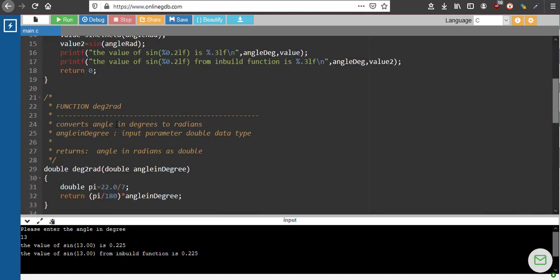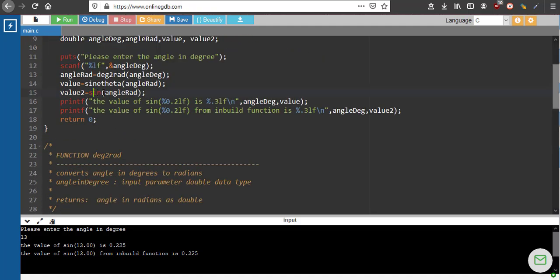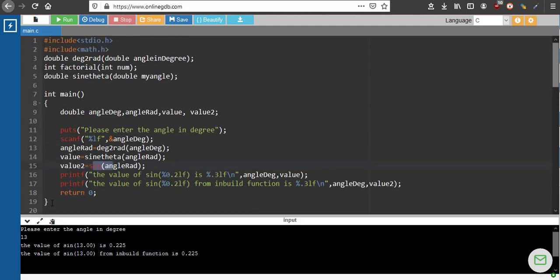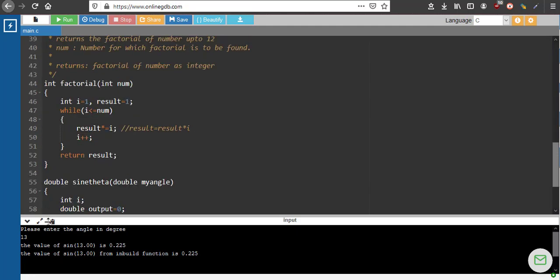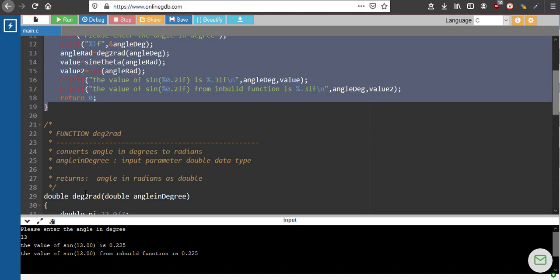So to get this sine, you have to use math.h. So this is the advantage of procedural or modular programming, using functions. The entire program is just this much line. Okay, so all these functions we have written and already written, you can just keep on reusing them.